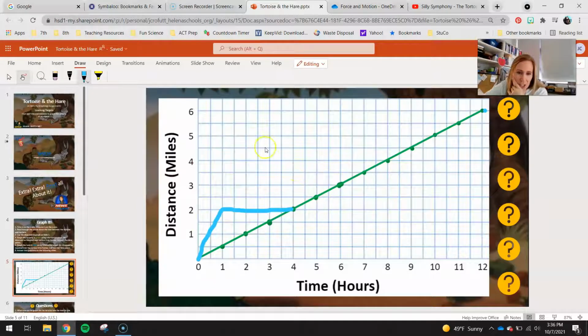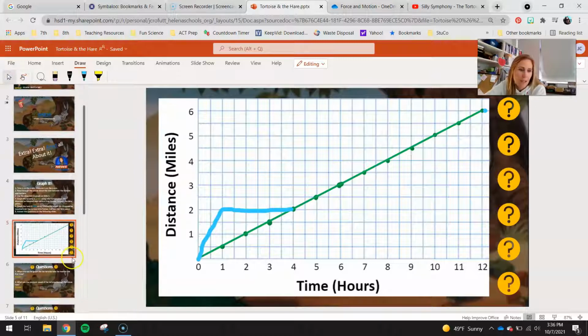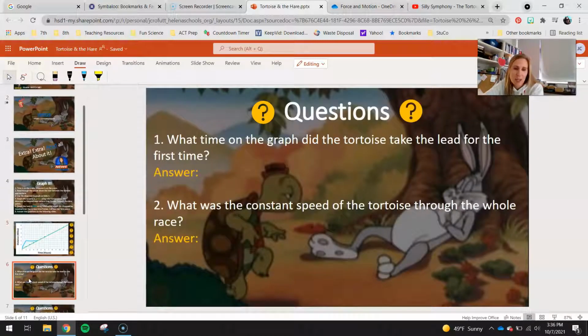So obviously you're going to finish graphing the blue line. He's going to end right here in this last little data point that we wrote, okay? So what does the rest of his line look like? All right, so what time on the graph did the Tortoise take the lead for the first time? That's going to be the point where the green line for your Tortoise is going to be above the Hare's blue line. That's going to be where the Tortoise finally started traveling further in less time than the Hare was.